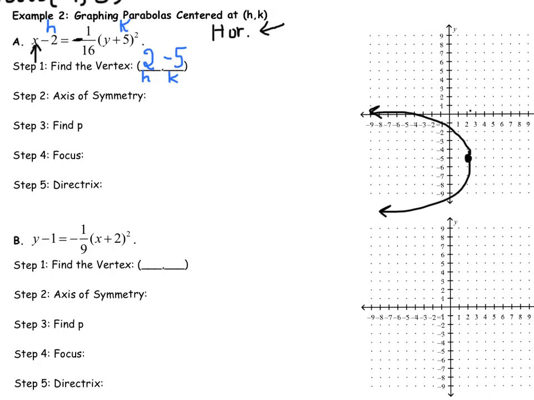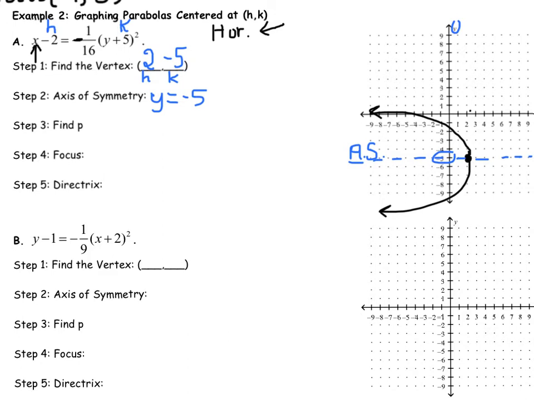Now I can see where my axis of symmetry needs to be. It's going to go right down the middle of it. If we were to fold the parabola in half, that's where the axis of symmetry would be. So I'm going to put axis of symmetry, and I'm going to write the equation for that line. The line goes through negative 5 on the y-axis. So the equation will be y equals negative 5.